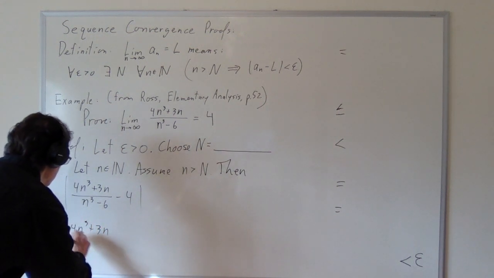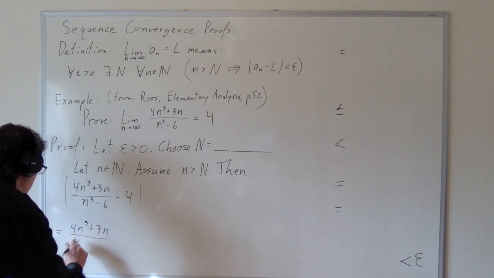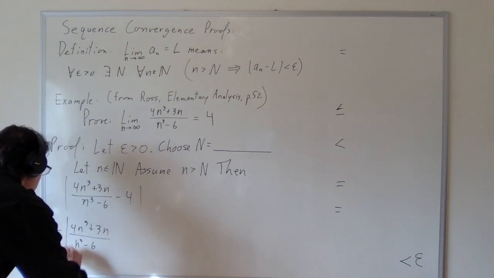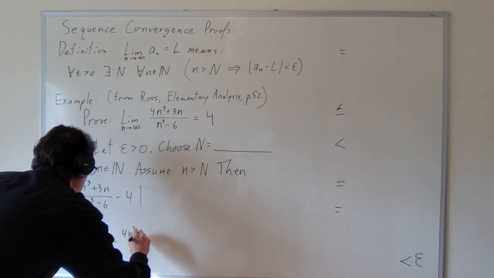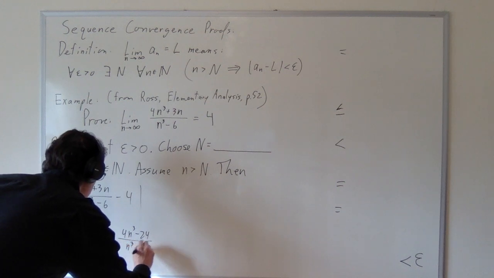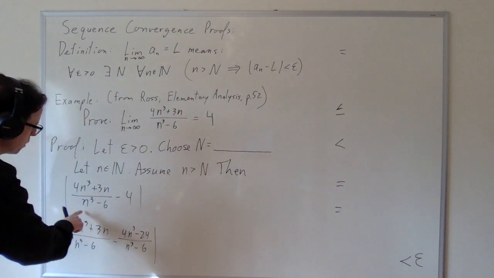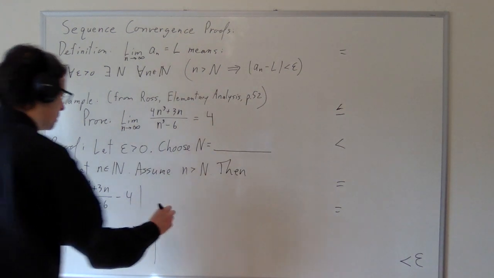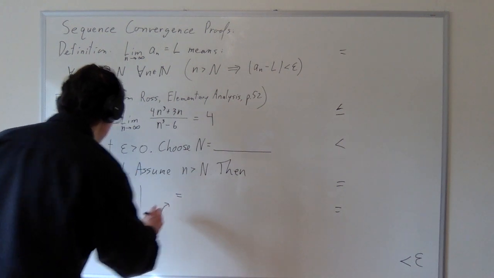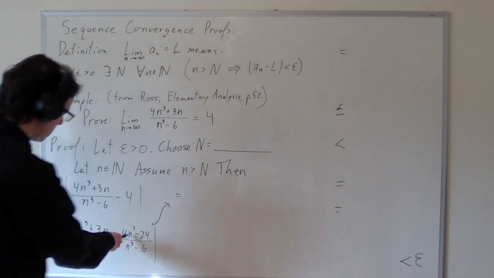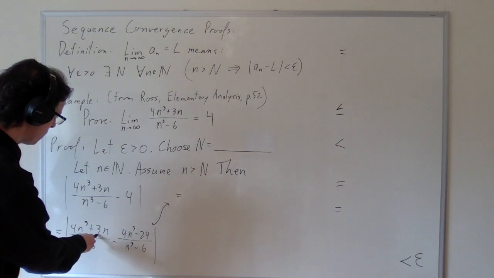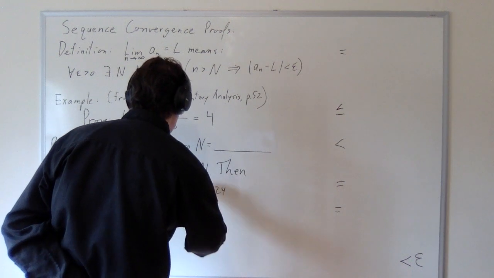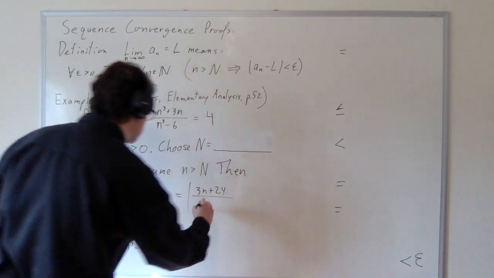I need to multiply this 4 top and bottom by n cubed minus 6. So let's rewrite this thing, and that's 4n cubed minus 24 over n cubed minus 6. So the 4 has been multiplied by n cubed minus 6 and divided by n cubed minus 6 for the purpose of making a common denominator for these fractions. And then that'll continue in this direction. So now I can merge the fractions. And notice, of course, the 4n cubeds will cancel. And we'll end up with 3n plus 24 over n cubed minus 6.